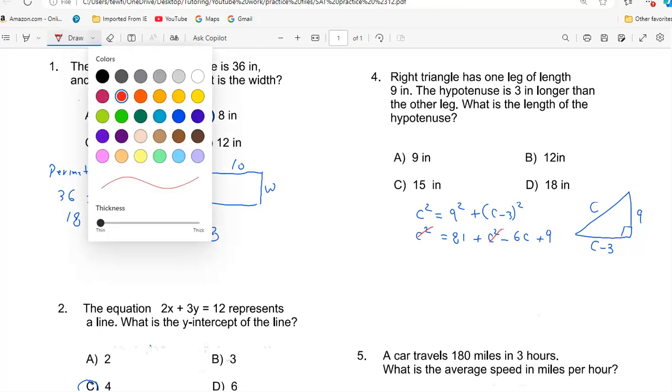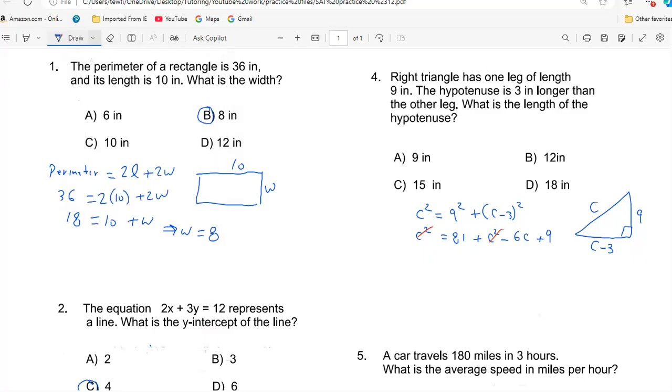And now let's simplify more. So I have 0 equal to 81 plus 9, which is 90, minus 6C. So now you can isolate the C. You have 6C equal to 90, or negative 90 equal to negative 6C. And let's divide both sides by negative 6. So C will be equal to negative 90 over negative 6, which should be positive, and that's going to give us 15. So the hypotenuse is 15, which is choice C.